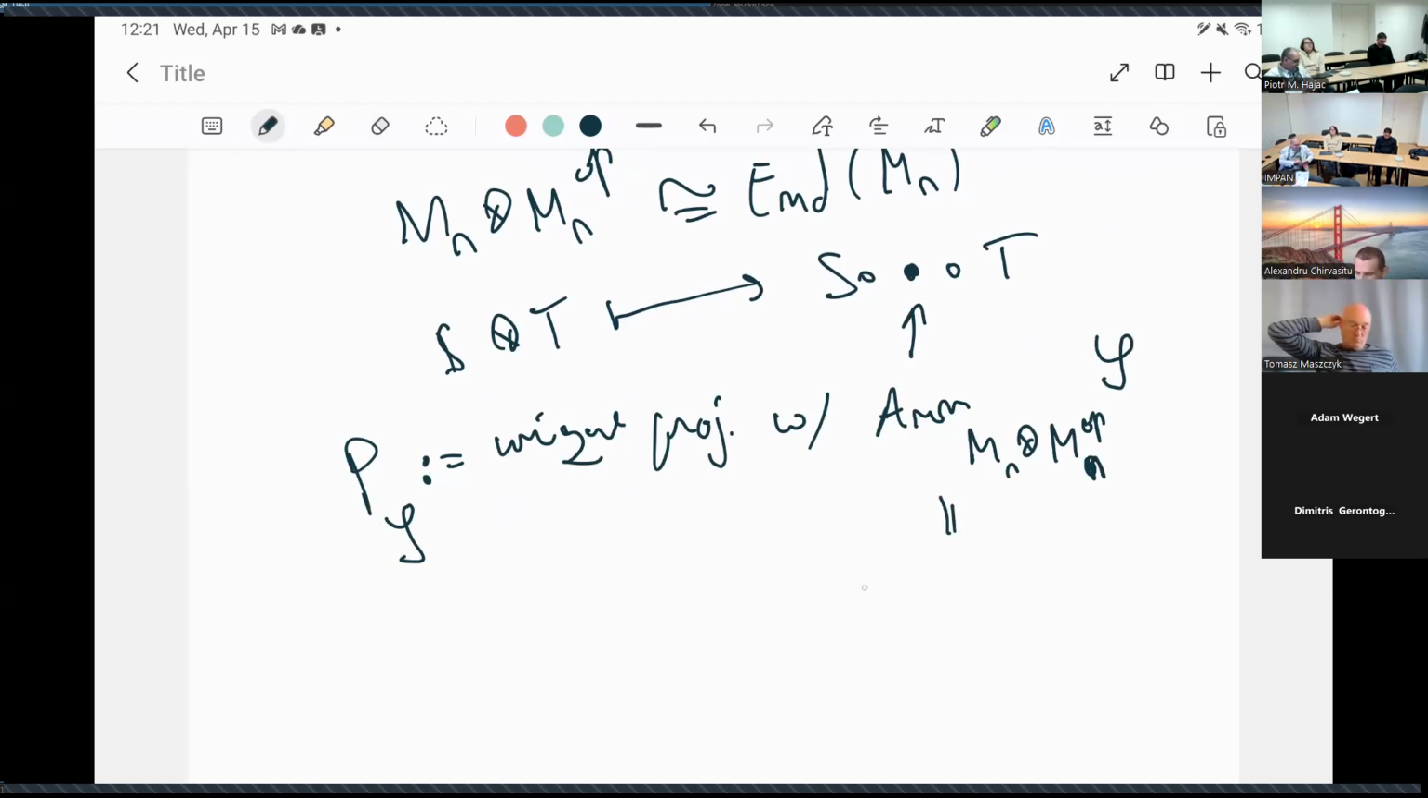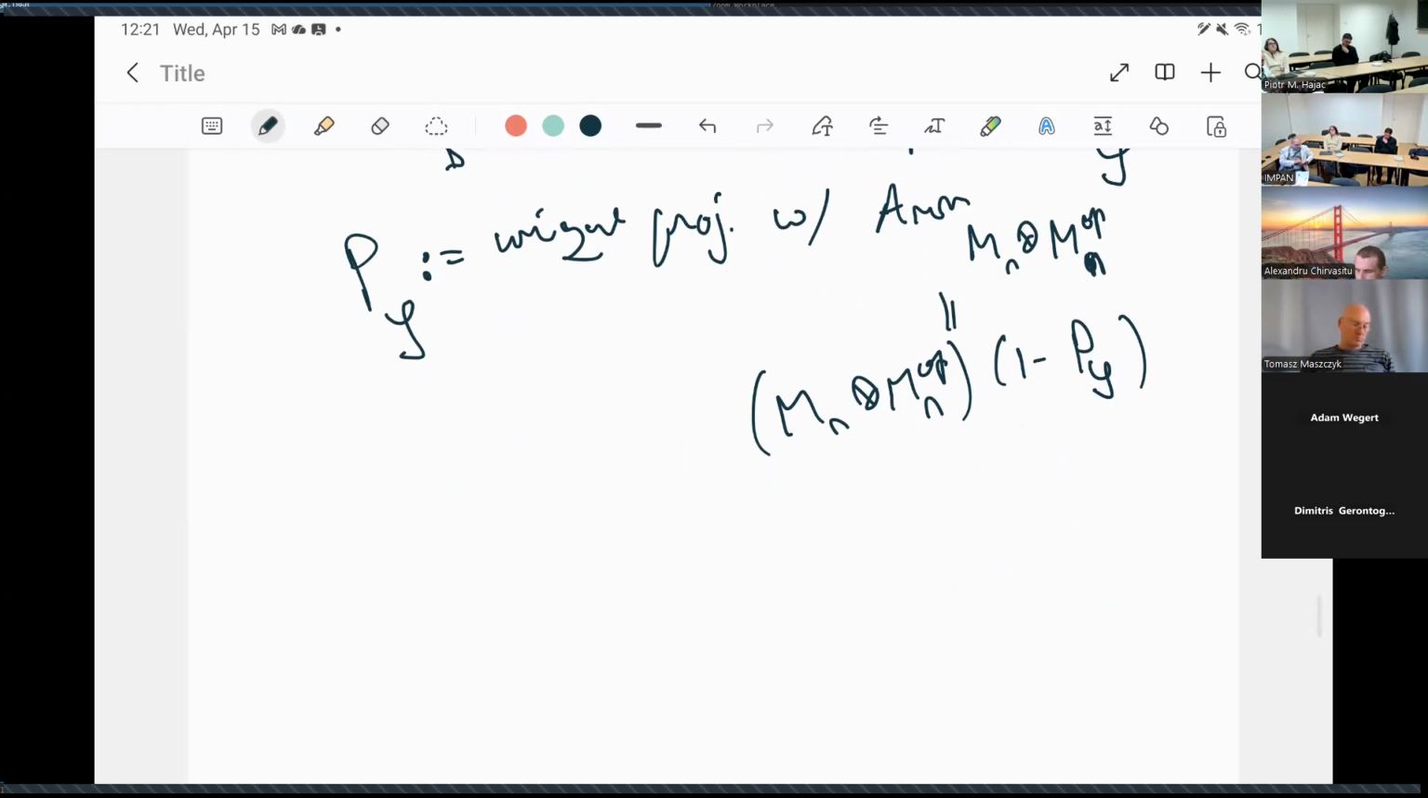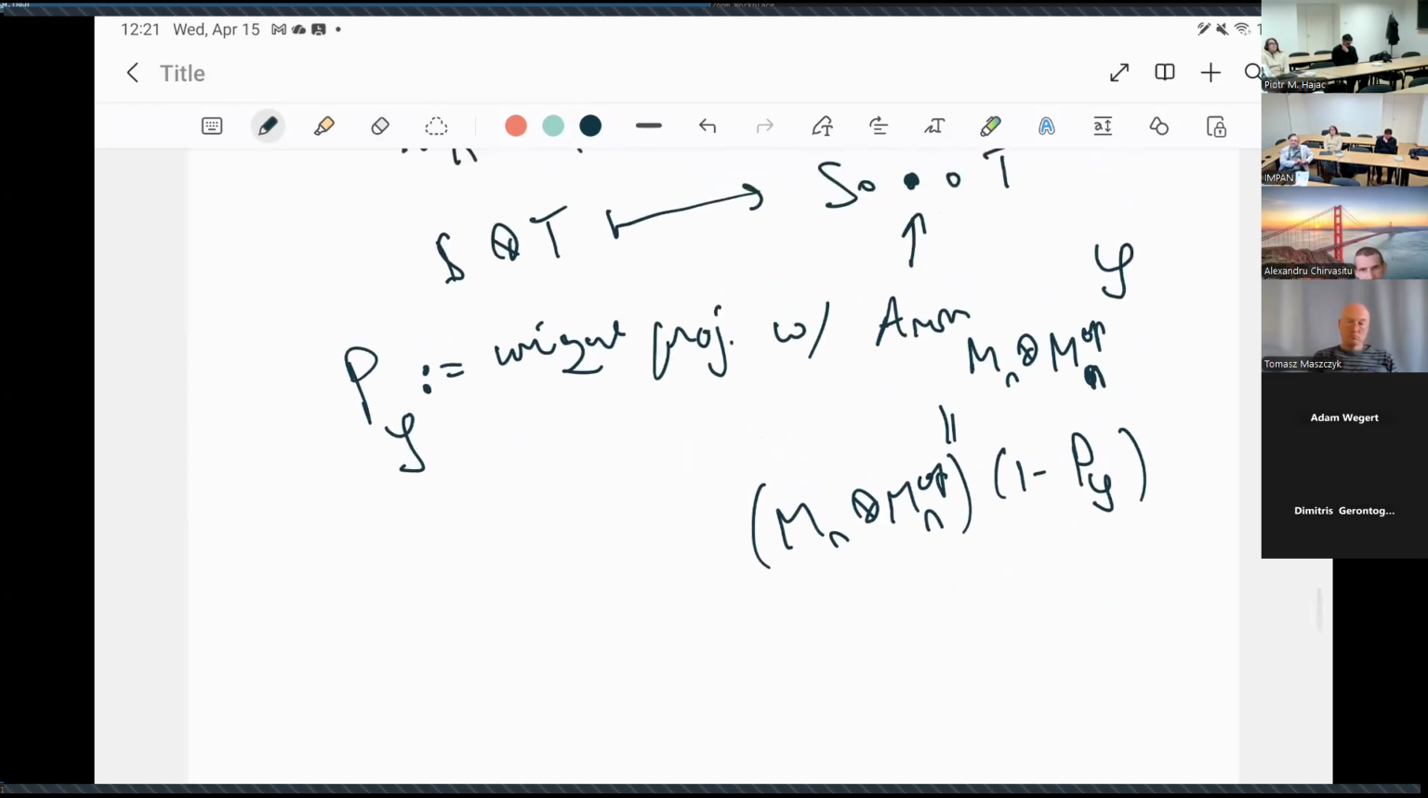I'm sorry, it looks a bit complicated. Mn tensor Mn up, that's your algebra. And I want its left ideal generated by 1 minus this projection. The 1 minus is there only to make PS correspond to S covariantly, so to speak. When S grows, PS grows. Because its annihilator shrinks, so 1 minus PS shrinks, so PS grows. Okay? Does this make sense as a definition? I want to stop for questions, for clarification.